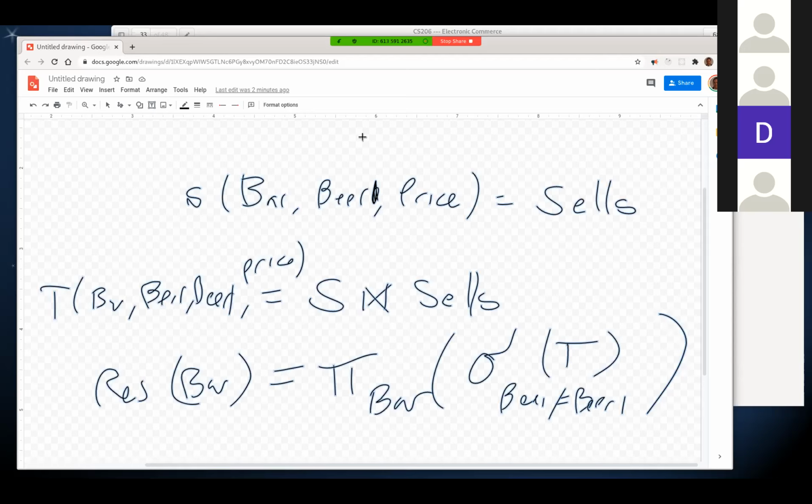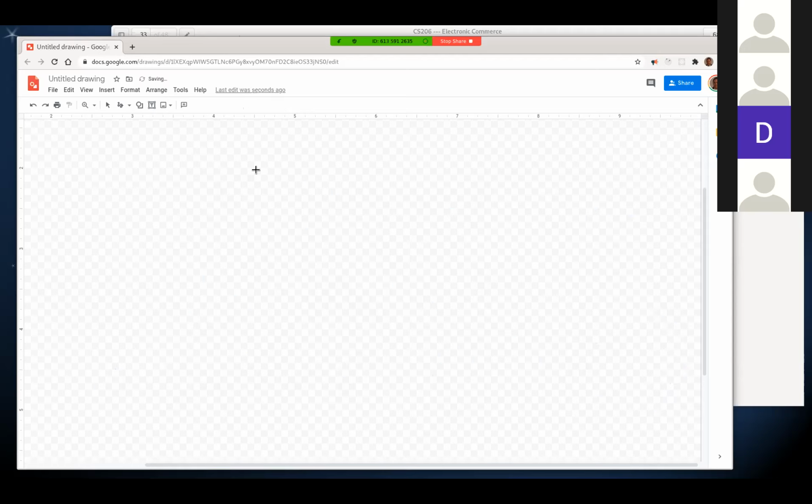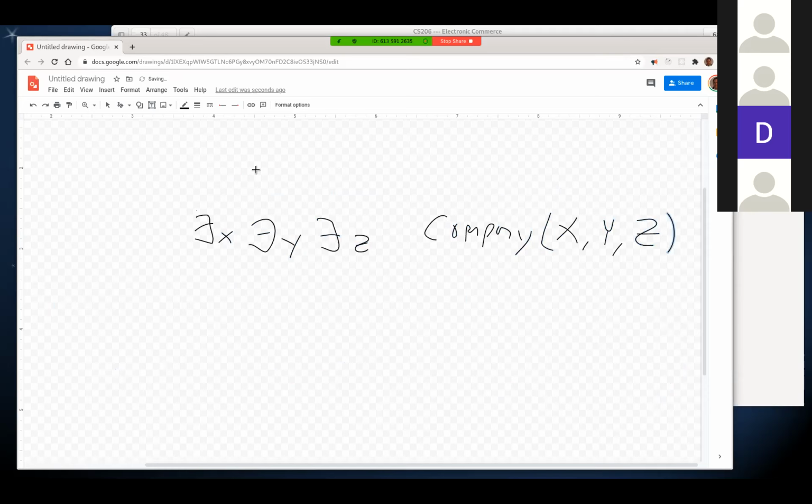Let's just talk about maybe companies with names and countries. ID, name, and country. So if I say there exists X, there exists Y, and there exists Z, company X, Y, Z. All right, now usually what I do is I put these here just to make it clear. This right here is an expression in first order logic, because you have the variables here, and the variables are ranging over places in relations. So this is really the fundamental first order logic.